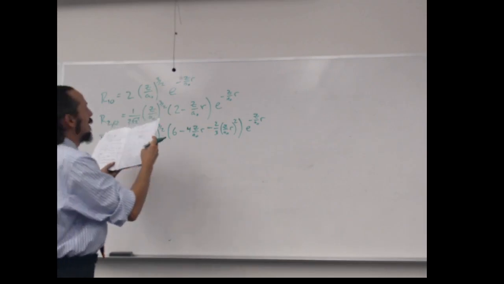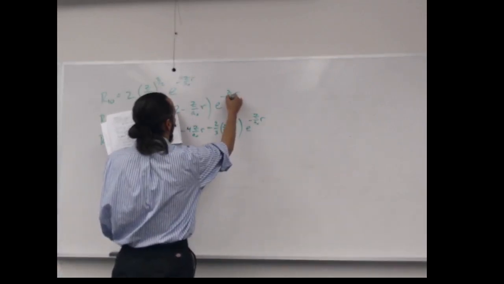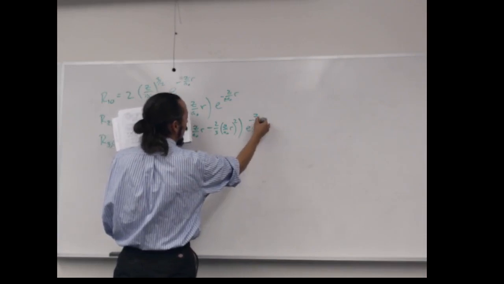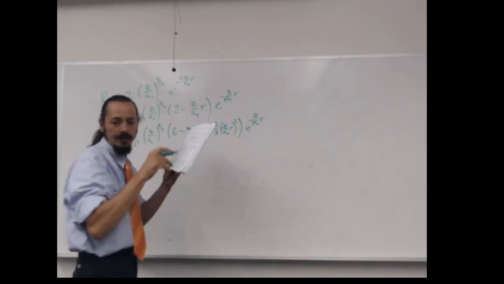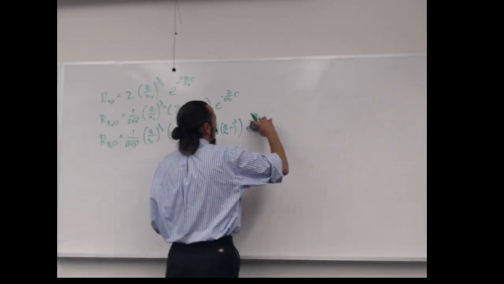I'm missing little bits, aren't I? There's supposed to be a 2 in here. And is there a 3 in here? Let me see. Yeah, there's an n term in the R. No, there's not. Okay. Sorry.